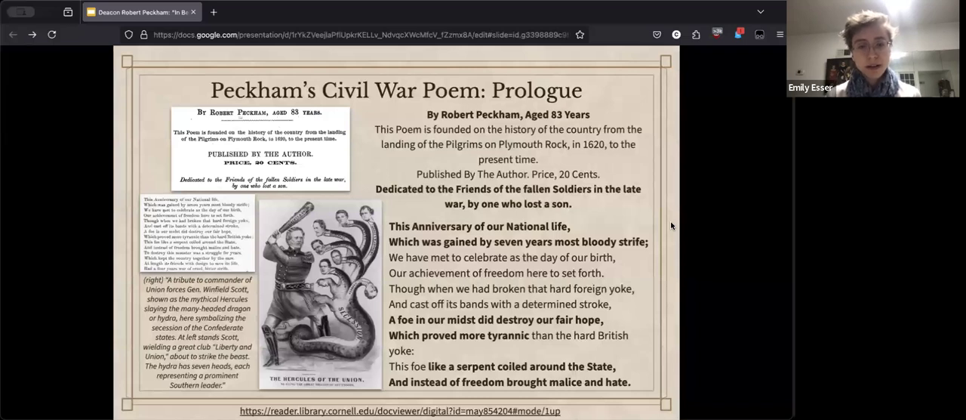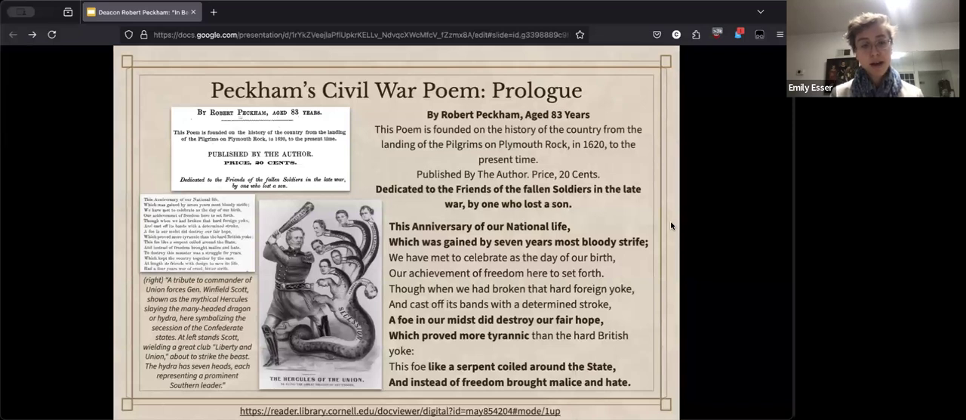And it's pretty good. He starts out comparing a foe in our midst to destroy our fair hope, which is freedom after the British, escaping the British, which proved more tyrannic than the hard British yoke. This foe like a serpent coiled around the state, and instead of freedom brought malice and hate.